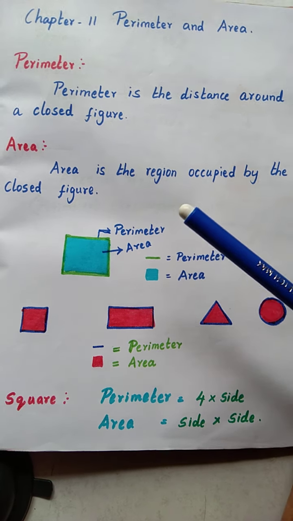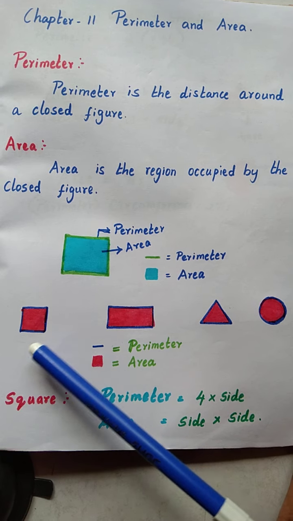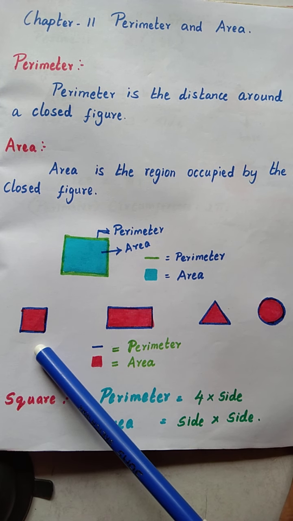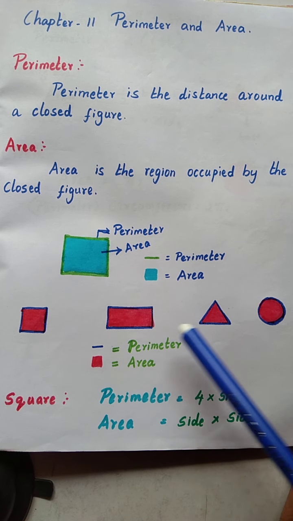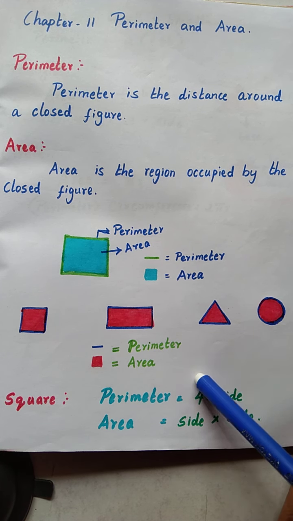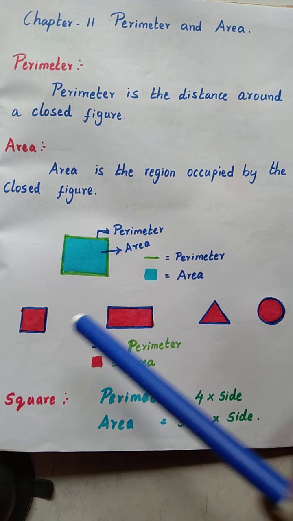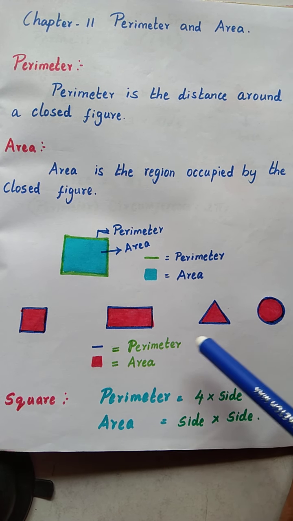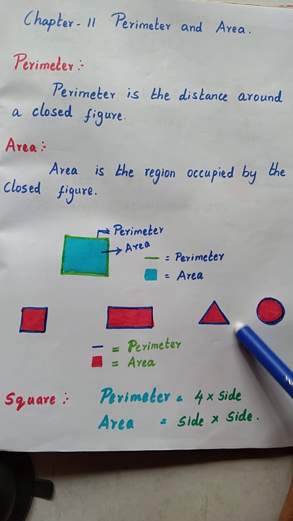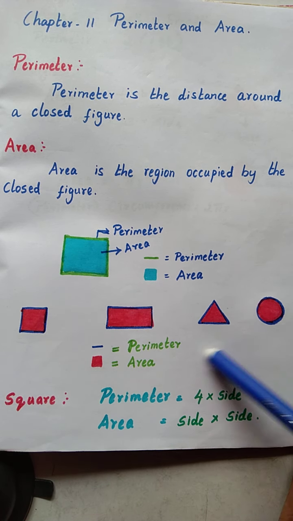Okay. Now, let me go with different shapes. You all might know what the shapes are. This is a square, this is a rectangle, this is a triangle, and this is a circle. Now, let me know, what is the perimeter and area of all these shapes? These shapes we will call regular shapes.